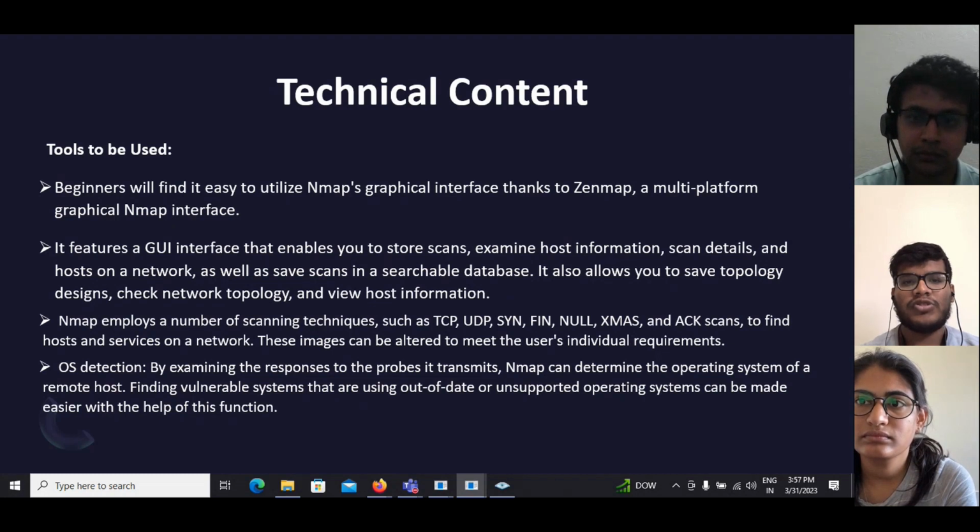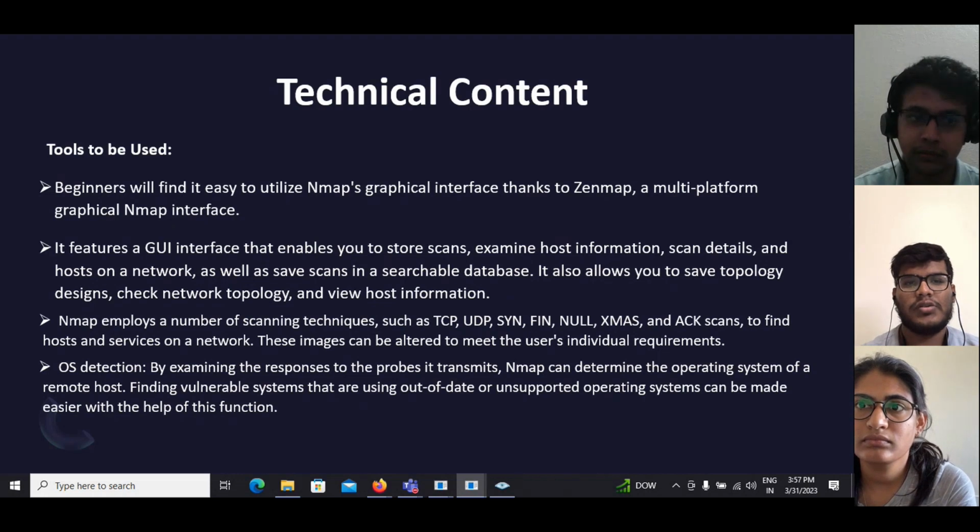It also allows you to save topology designs, check network topology, and view host information. Nmap employs a number of scanning techniques such as Transmission Control Protocol, UDP, SYN, FIN, Null, XMAS, and Acknowledgement scans to find out hosts and services on a network. These images can be altered to meet the user's individual requirements.